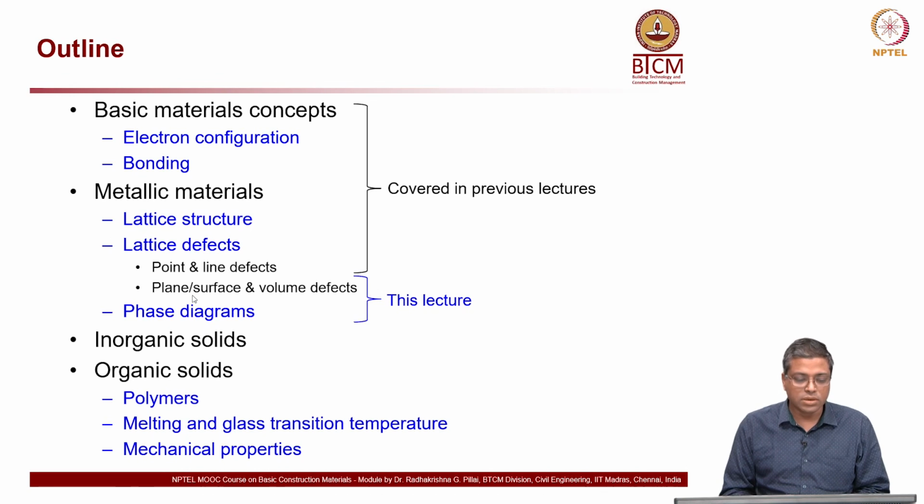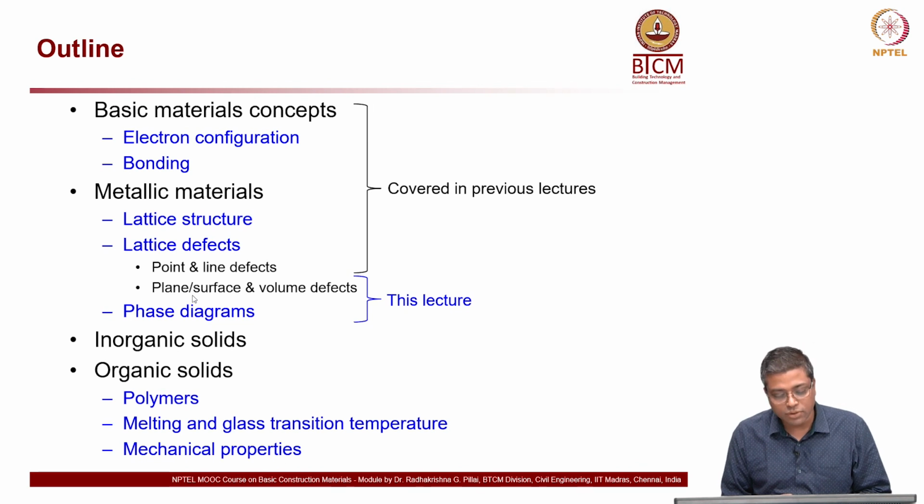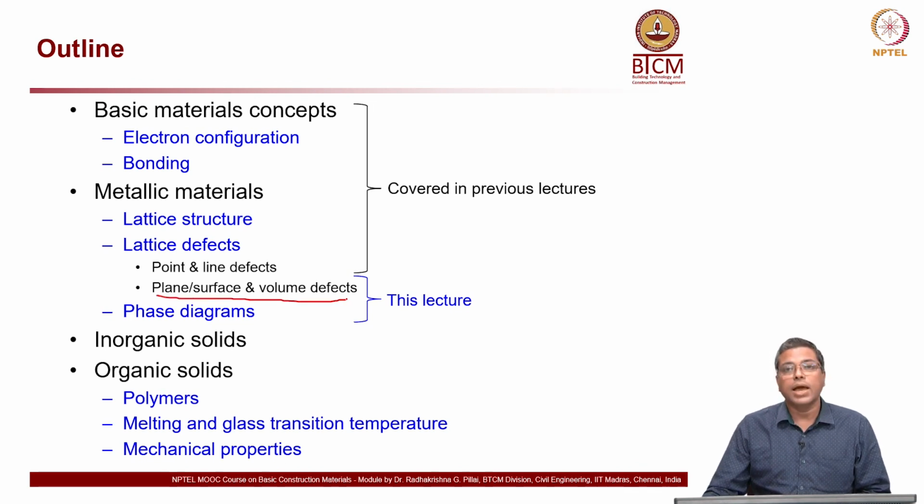In the previous lectures we covered electron configuration, atomic bonding, and also talked about lattice structure, lattice defects, and two types of defects: point and line defects. Today we will be talking about plane or surface and volume defects, and then also phase diagram. So, this is what we are going to cover today.